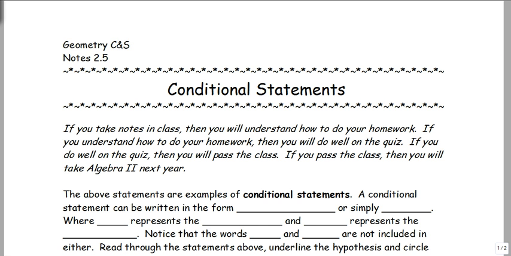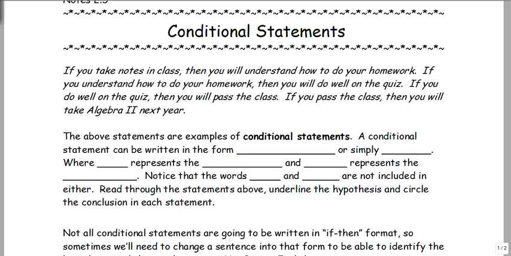So let's look at the first couple. It says if you take notes in class, then you will understand how to do your homework. If you understand how to do your homework, then you will do well on the quiz. If you do well on the quiz, then you will pass the class. And if you pass the class, then you will take Algebra 2 next year. Real fast, these are all conditional statements. And like I said, they can be written in the form of if, then.